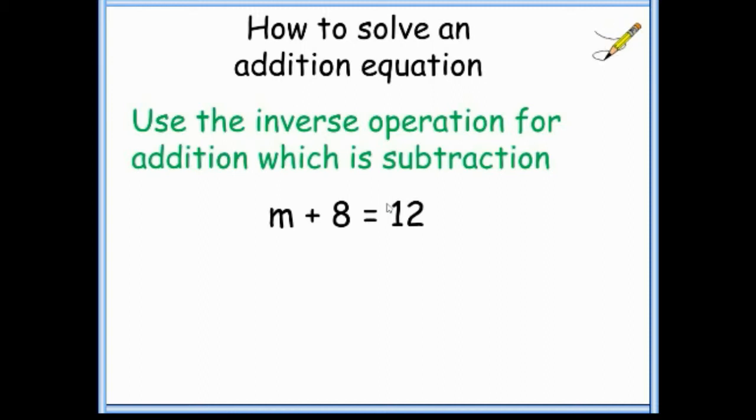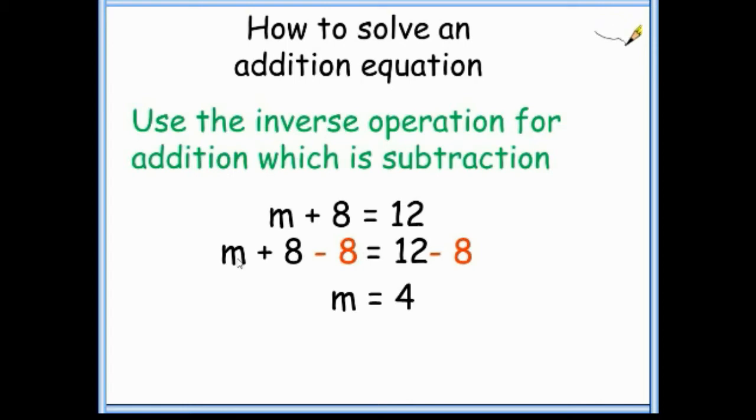How am I going to solve this equation? So we have a plus 8 here. This plus 8 is giving me trouble. I want to get rid of plus 8. So what is the opposite of plus 8? Minus 8. Minus 8 on both sides. What you do on one side, you must do the same to the other side. So you're going to use minus 8 on both sides. Plus 8 minus 8 equals 0, and 12 minus 8 equals 4. So m equals 4.